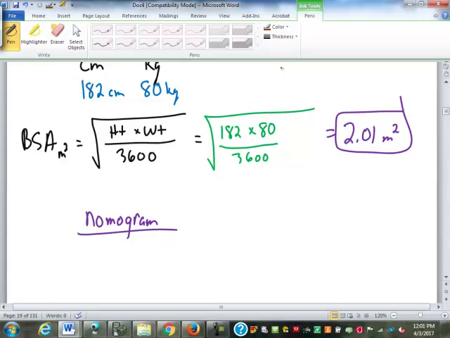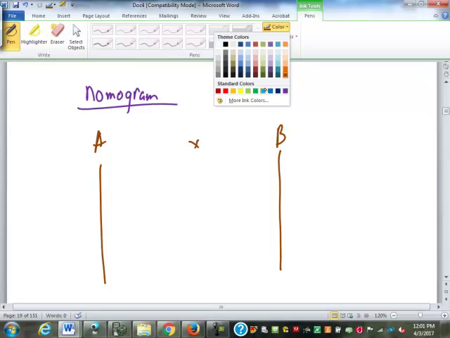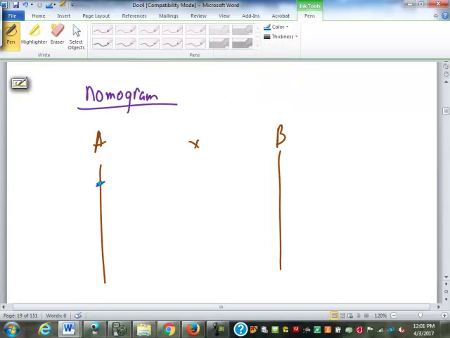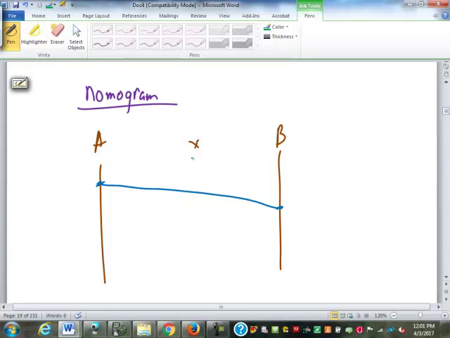It can be used for BMI, body mass index, as well as other things. And what it involves is having two values and using them to find a given value. So you might have value A over here and value B over here. You find the value for the A variable, the value for the B variable, you connect them with a line, and then you look at, okay, where does that cross this X variable? What value does that give you? So you're lining things up to see where they cross. And let's take a look.